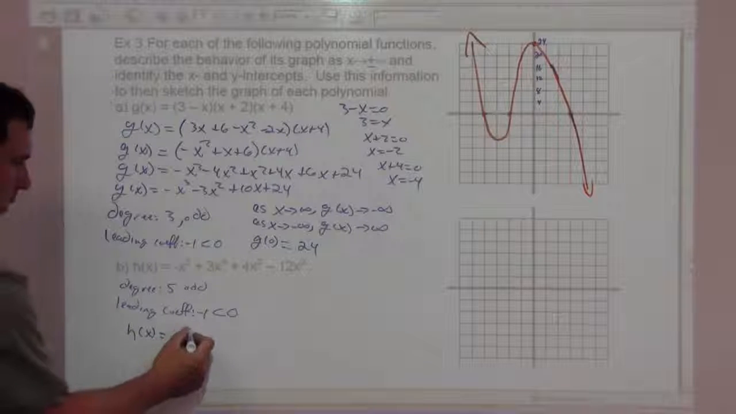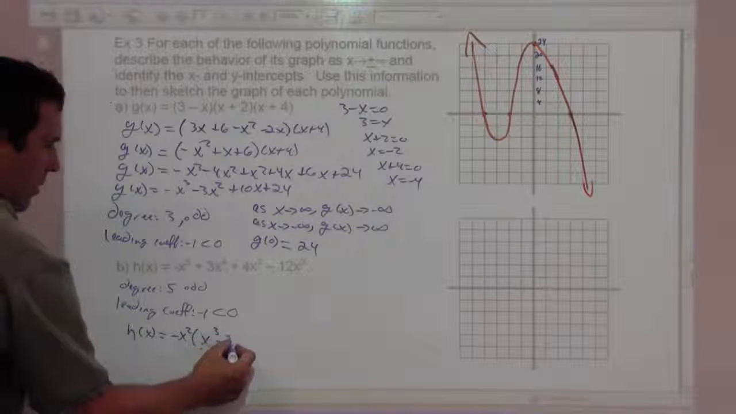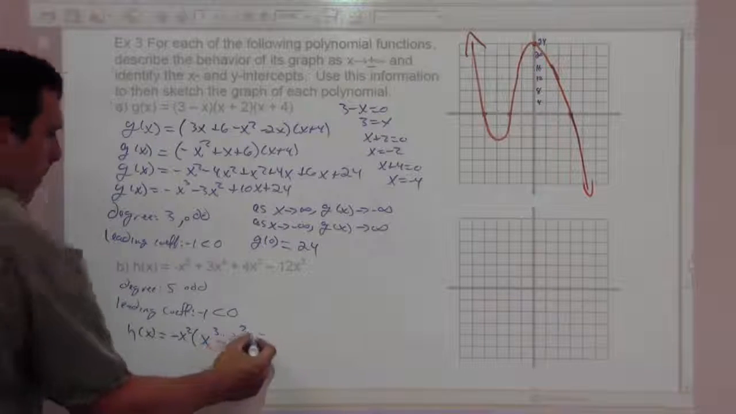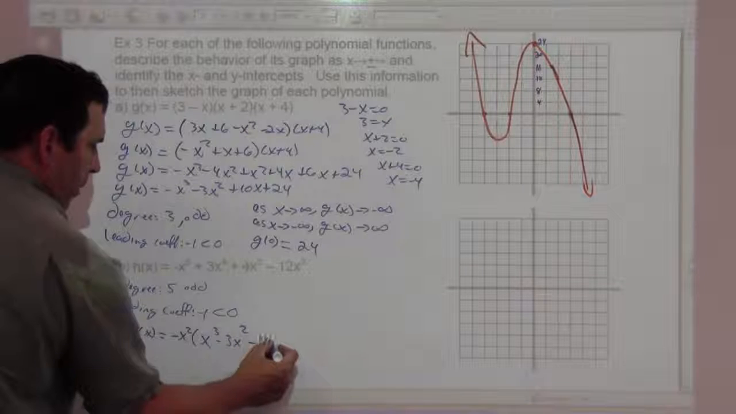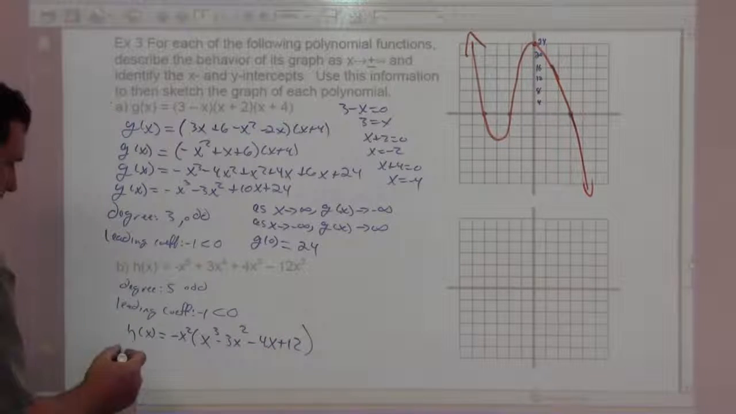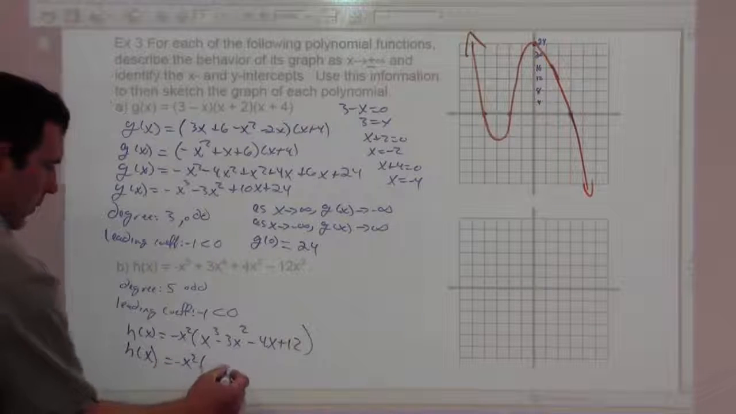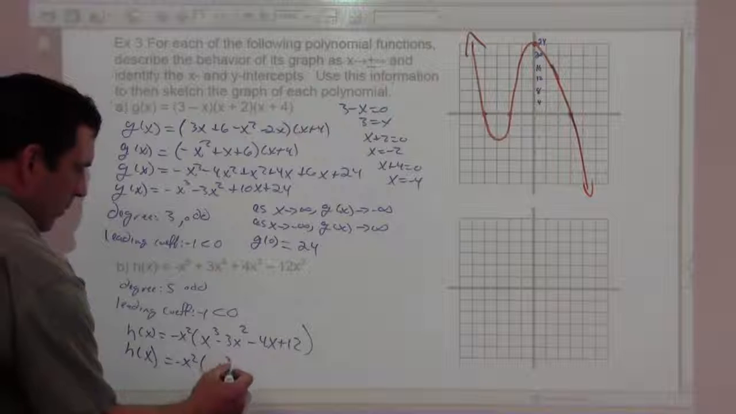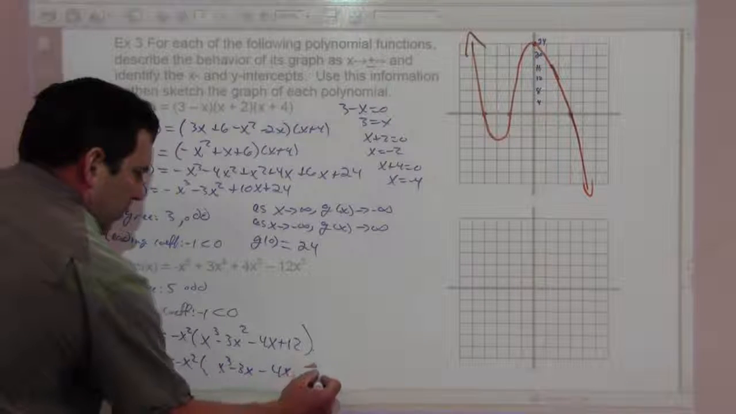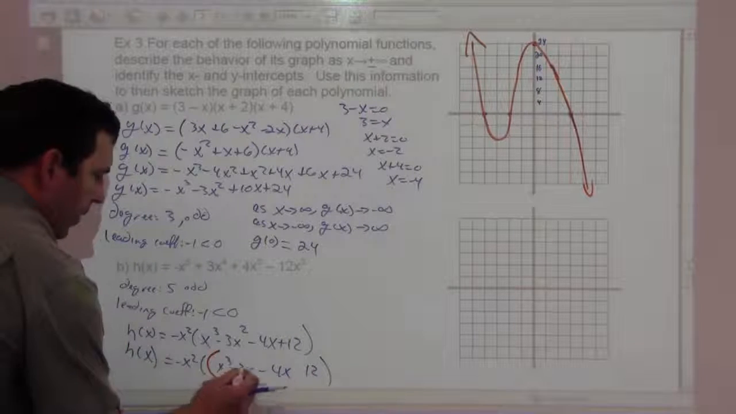So if we factor this, h of x is going to be, I'll pull out a negative x squared times x cubed minus 3x squared minus 4x plus 12. I'll do some factoring by grouping and see if that works. Now watch when I do this. Don't forget how to do factoring by grouping.